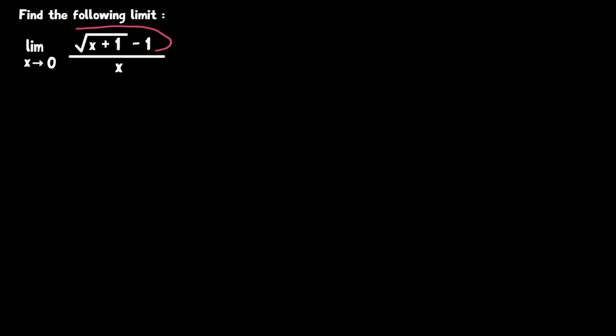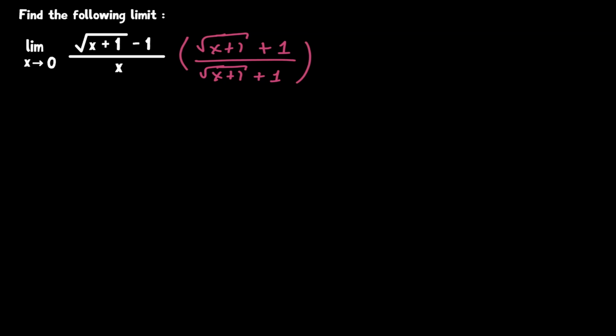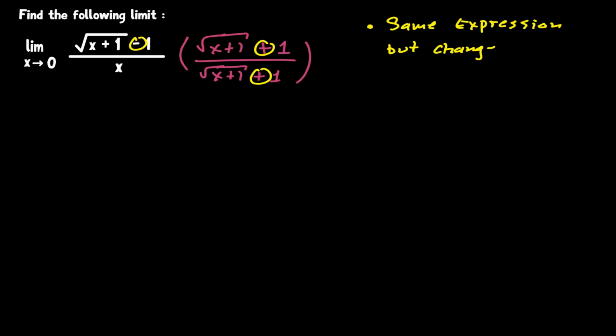But when I take a look at the numerator, I see that I have two terms. So let me try what happens when I multiply by the reciprocal of the numerator, top and bottom. And just in case you need a refresher, a reciprocal is the same expression, but we change the sign of the second term. So notice that we had a negative, and now we just change that sign to a positive.